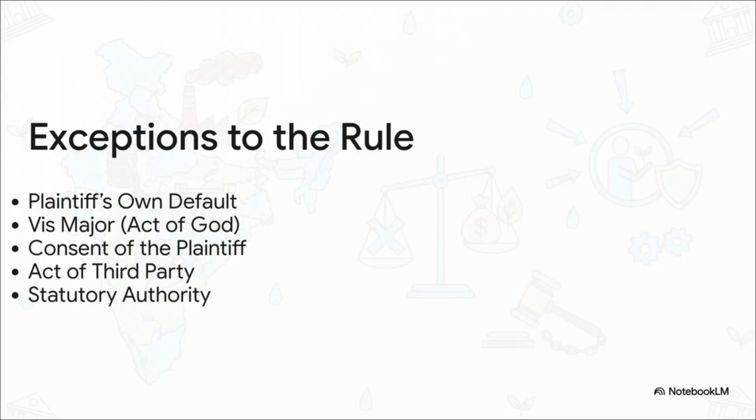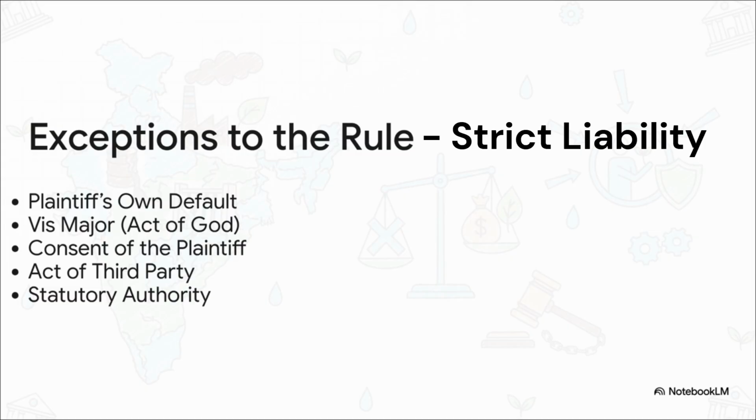But, and this is a big but, this old rule came with a few get-out-of-jail-free cards. There were 5 main exceptions. For instance, you wouldn't be liable if the victim was actually at fault themselves, or if the escape was caused by a so-called act of God. Think a totally unpredictable massive earthquake. You also got to pass if the victim had agreed to the risk, if some random stranger caused the problem, or if what you were doing was specifically authorized by a law.